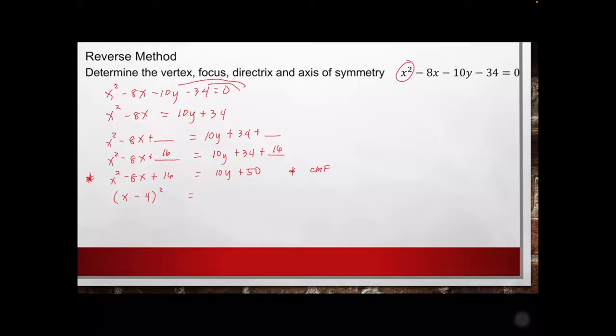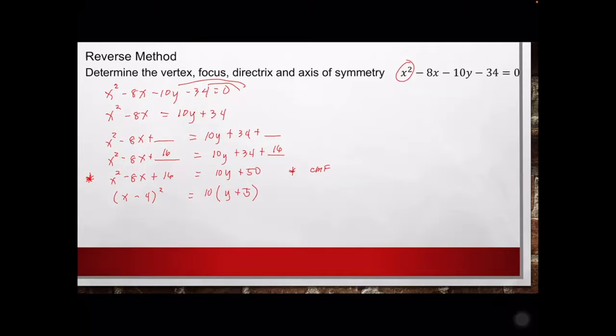Topic lang natin yung kahapon. Cedric. Ano ang CMF ng 10y at saka 50? They are divisible by 10. So therefore, magkakaroon ka dito ng 10 times y plus 5. Okay. That is the CMF of 10y plus 50.